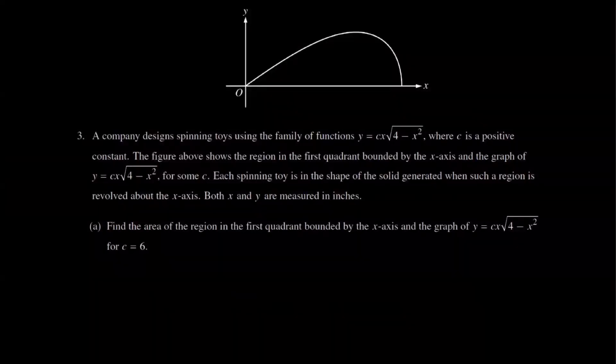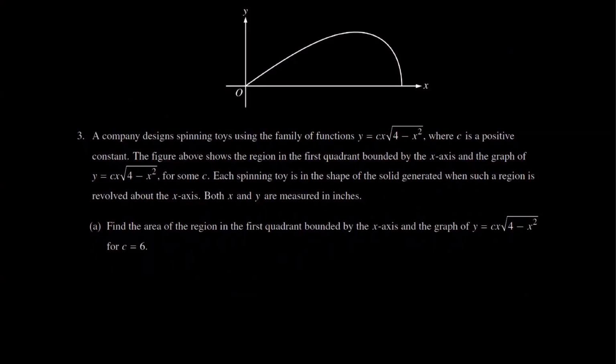In this question, we are given that a company designs spinning toys using the family of functions y equals c times x times the square root of 4 minus x squared, where c is a positive constant. The figure above shows the region in the first quadrant bounded by the x-axis and the graph of the function for some c. Each spinning toy is in the shape of the solid generated when such a region is revolved about the x-axis. Both x and y are measured in inches.